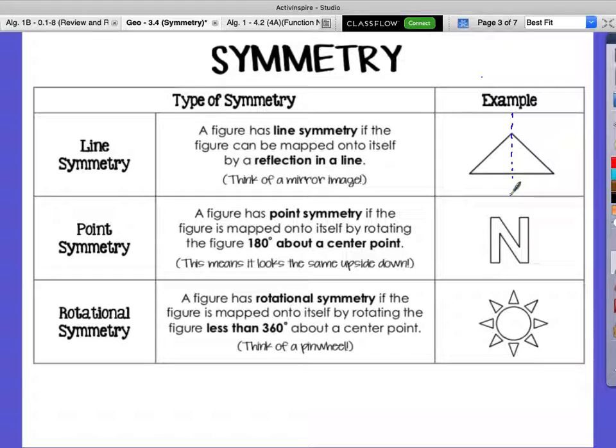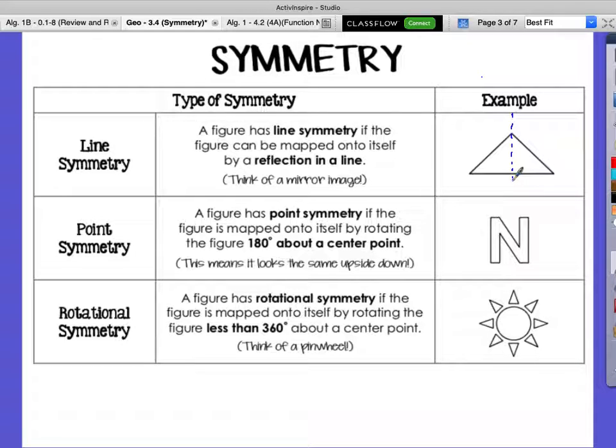Wait, so the triangle isn't a line of symmetry? The triangle does have a line of symmetry. Because if I have this line here, it reflects perfectly. If I were to do it a different direction, it wouldn't work. But as long as it has at least one, it has line symmetry.